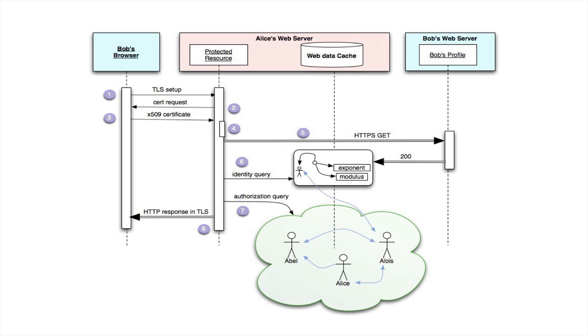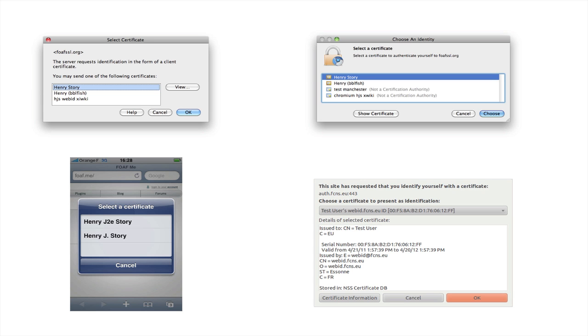In step 2, that server requests a client certificate. This is part of the HTTPS session. In 3, the browser asks me for a certificate. Now, there are a number of ways this can look in different browsers. The Apple iPhone selection box is the most intuitive here, and the Firefox is a disaster.